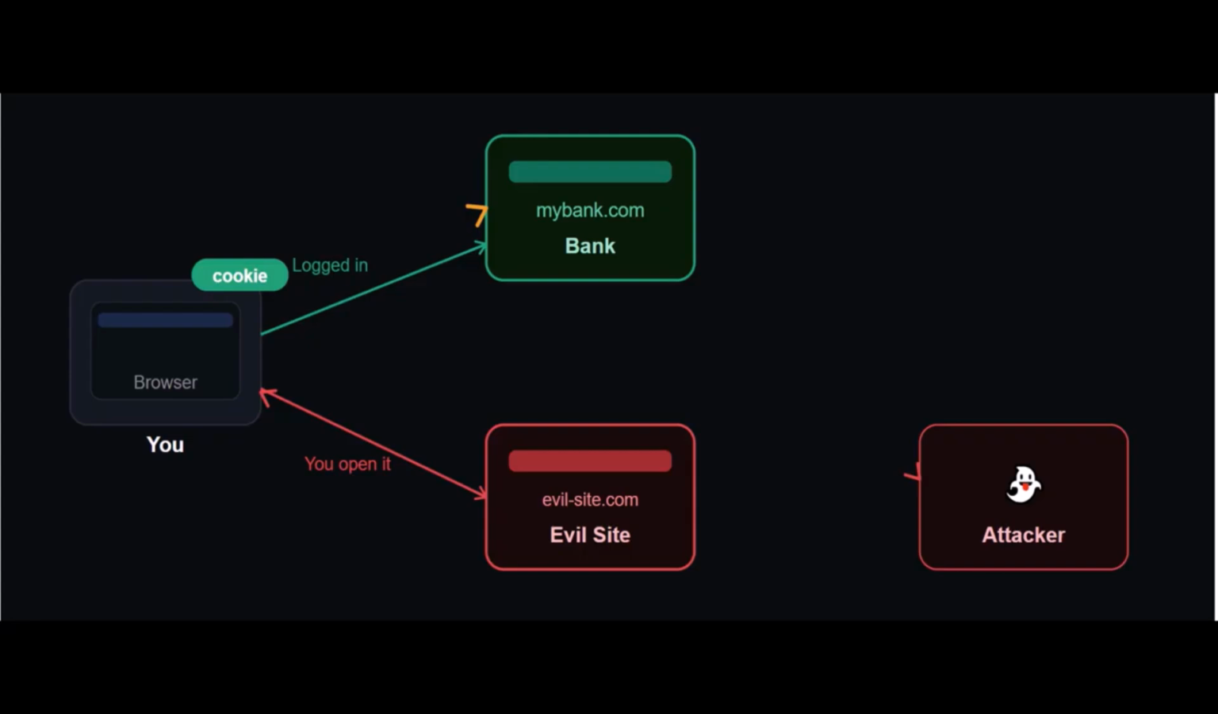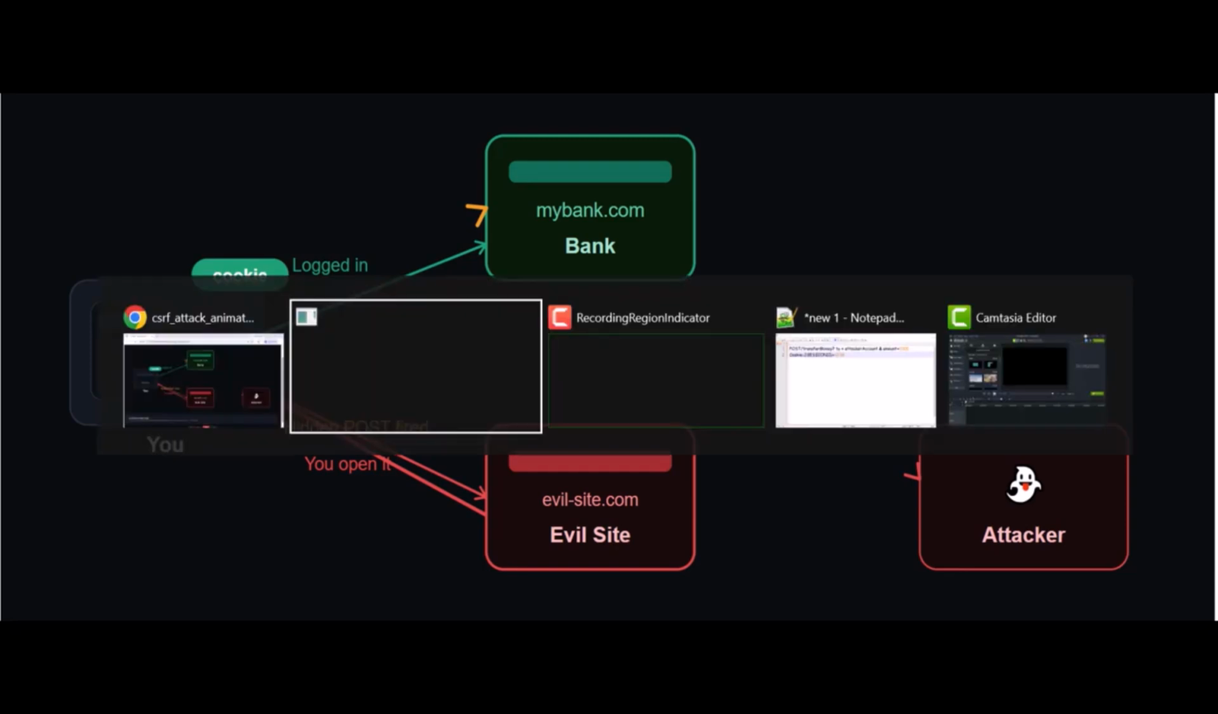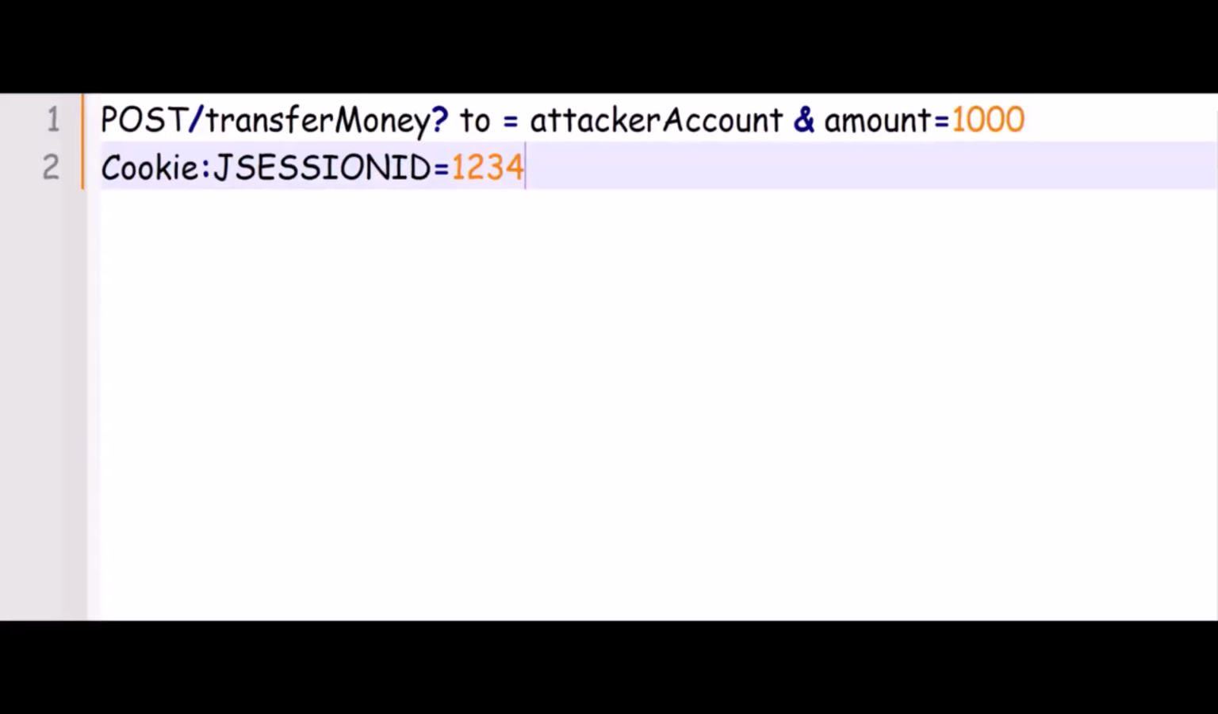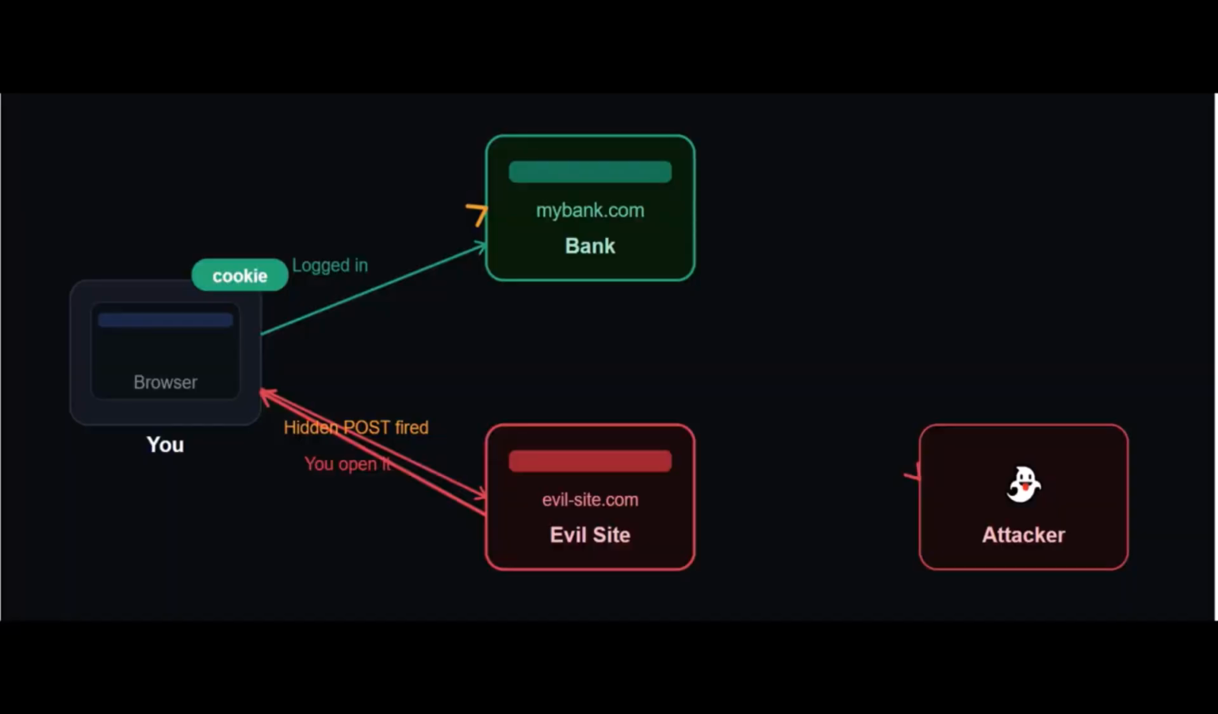Now, the evil site. Evil site means the site you opened. The evil site fires a hidden request because it has hidden some code. It could be like this: first, transfer money to the attacker's account, the amount is 1000, and it is attached with the existing cookie ID. You see nothing on the evil site.